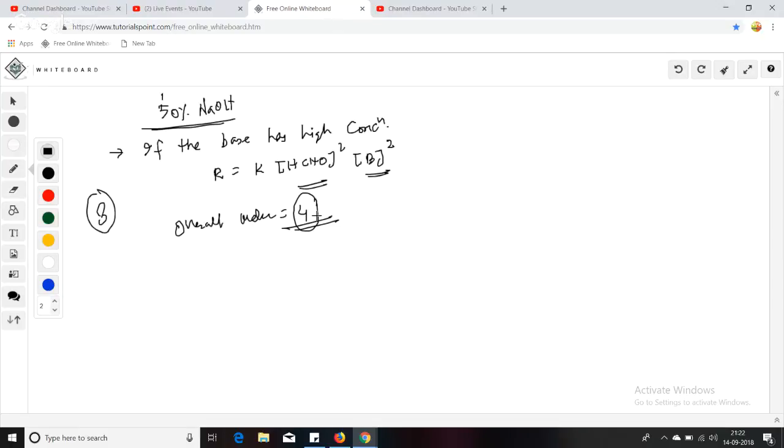And how it takes place is that the transfer of hydride ion from the base, the OH group, is also possible, and it is possible when the concentration of base is very high. To sum up all this discussion: if the concentration of base is very high, then the hydride ion transfer takes place from the base, and in that case the order of the reaction will be 4. That will be a complex reaction. It is not easy; fourth order reactions are very complex.